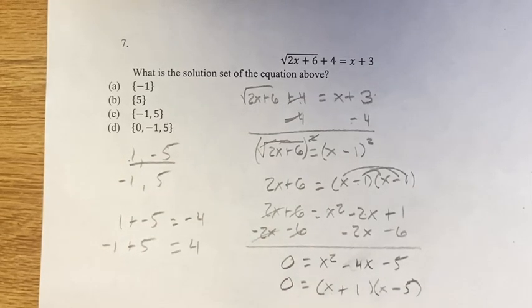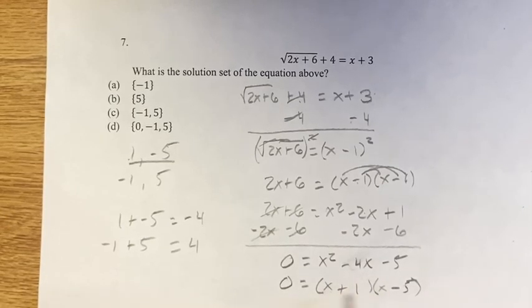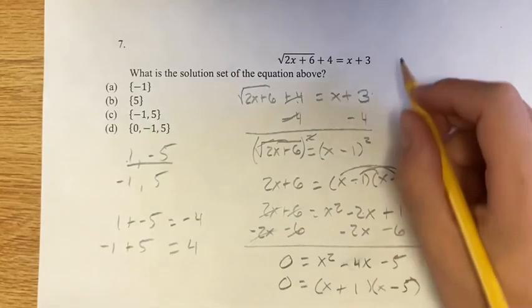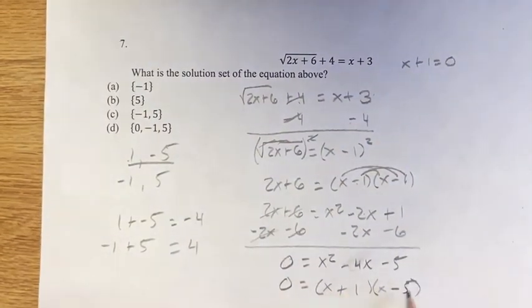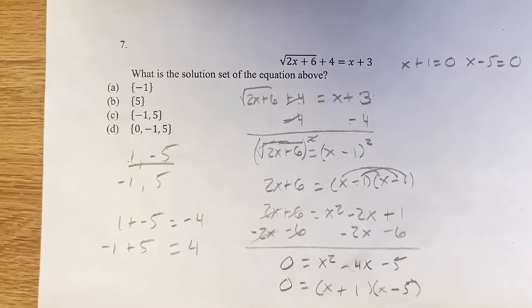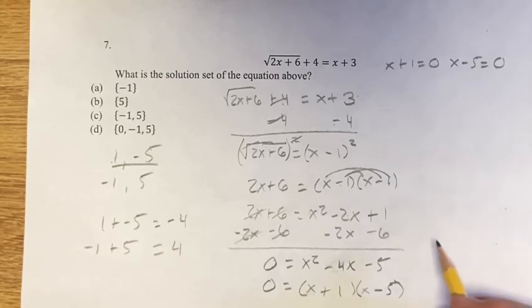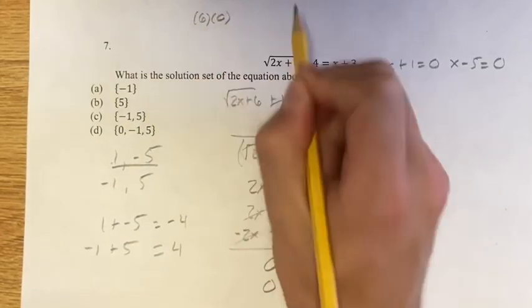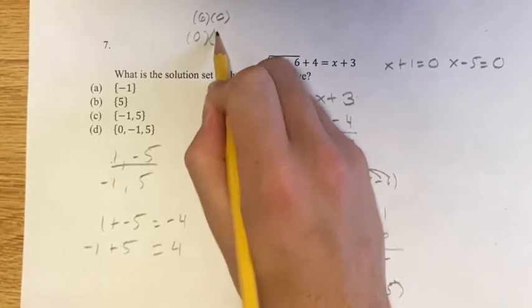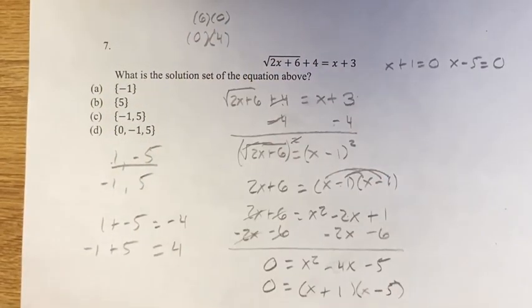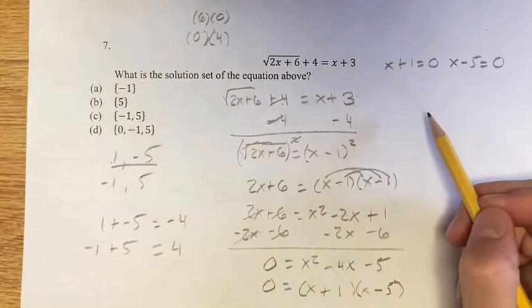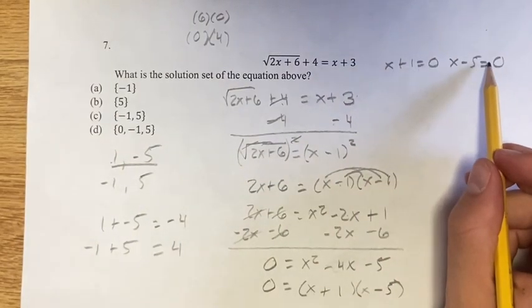Now, if we have this equation, what are the options for our solutions? Well, if we have a product of two things, this times this is equal to 0, either the first thing, x plus 1, has to be equal to 0, or the second thing, x minus 5, has to be equal to 0. For two things to multiply to each other and equal 0, one of them has to be 0. So 6 times 0 equals 0. 0 times 4 equals 0. But if one of these isn't a 0, you're never going to get a 0. So now we have two equations which are going to solve for our two solutions.